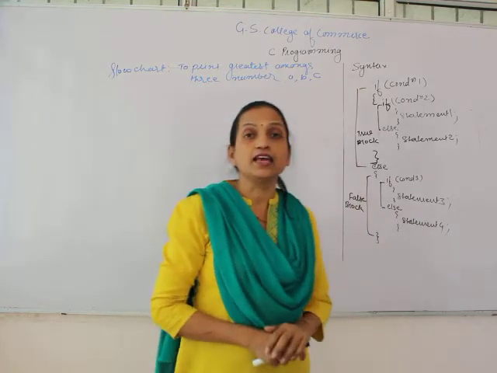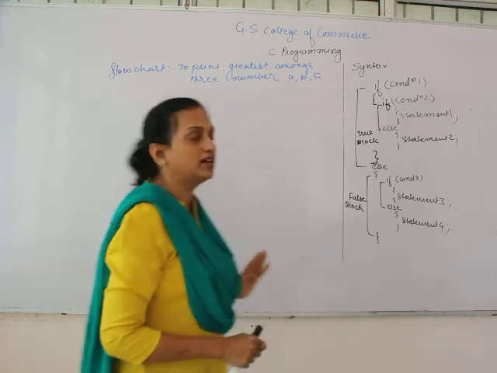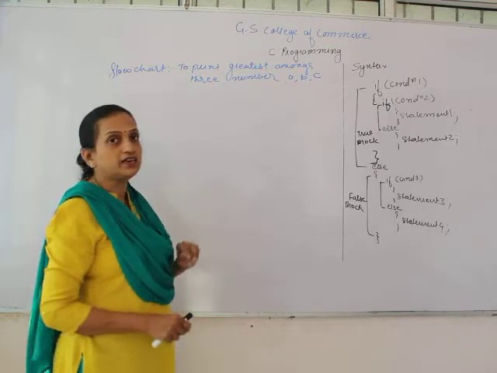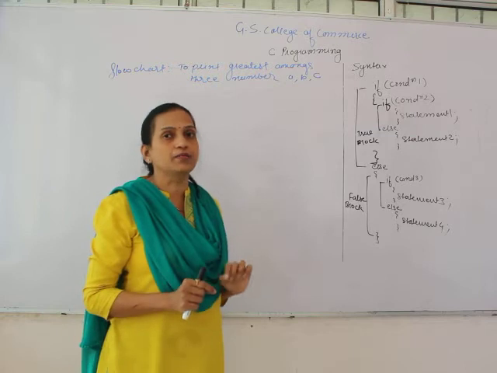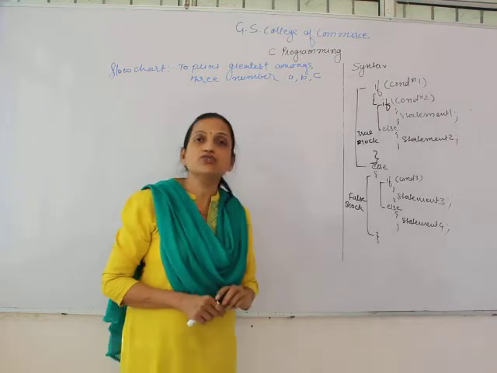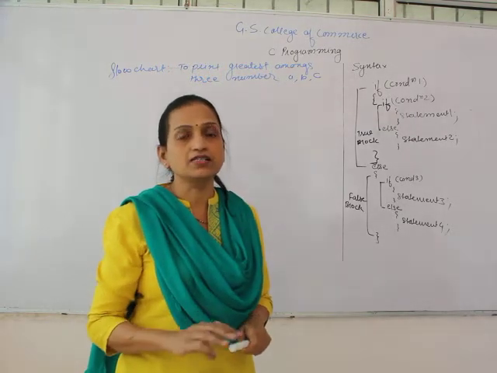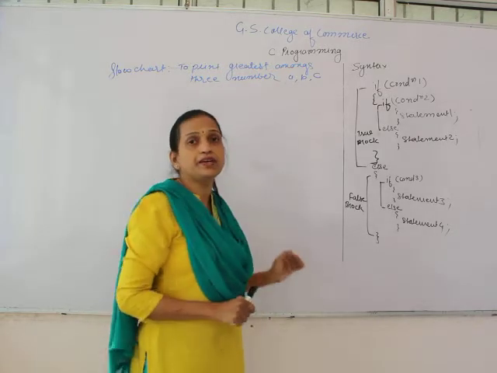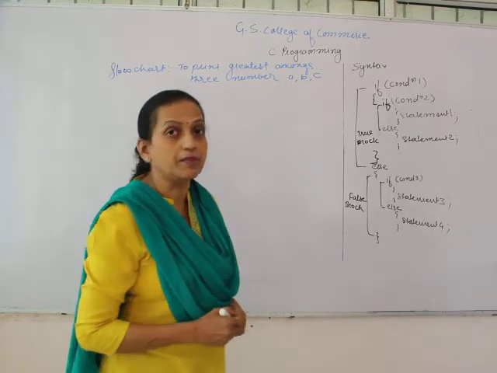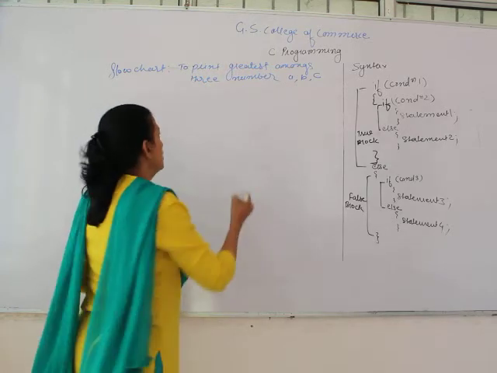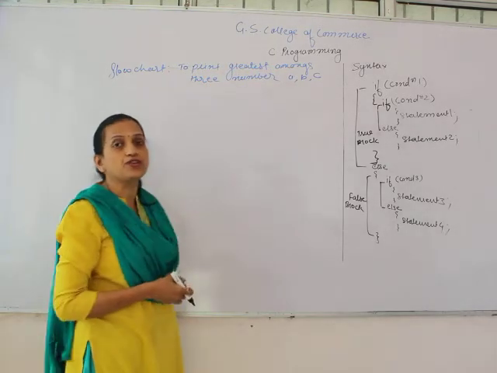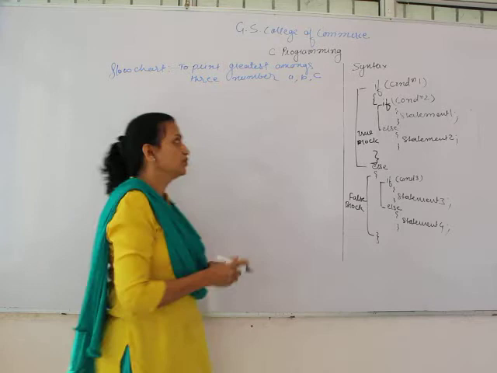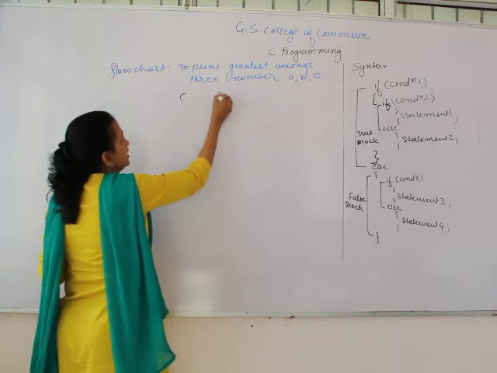Now let us take an example to understand more clearly. I am taking an example here to print the greatest number among 3 numbers. It means the user has to input 3 numbers and we have to print the greatest number among the given 3 numbers. First I am going to explain the flow chart and then the code. So let us start the flow chart.